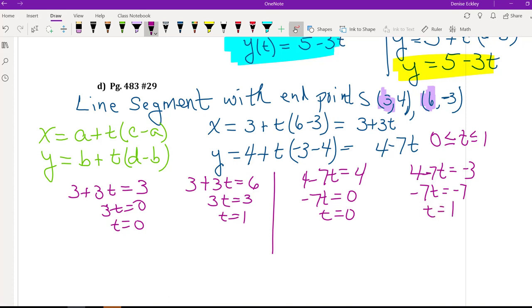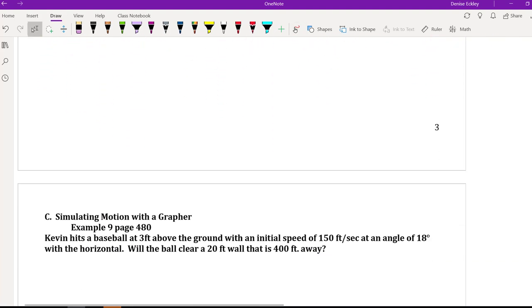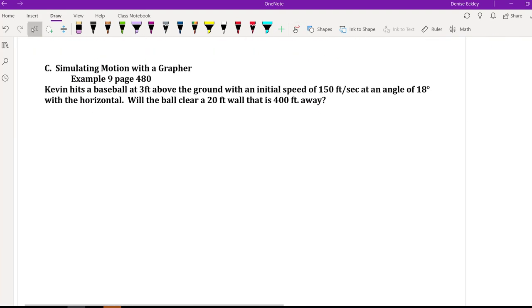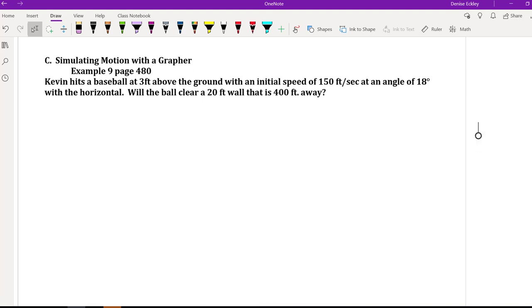So there's your answer then. That's how you get your endpoints. So your x equation is here, your y equation, and you need those boundaries on t to get your endpoints. All right, one last part of this. We did one of these back in the beginning of the year as well, but the only difference was I gave you all the equations. Now you guys have the ability to write these equations for yourself.